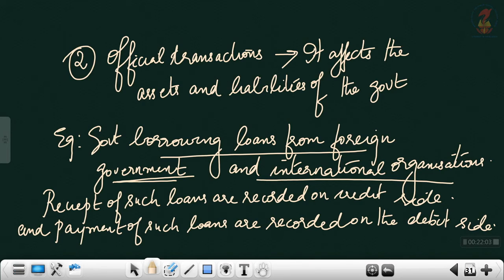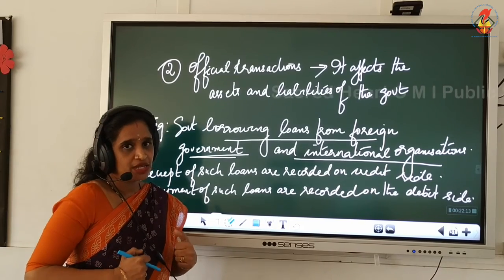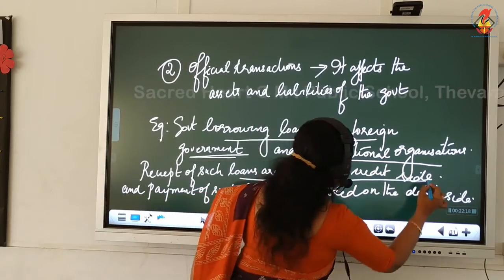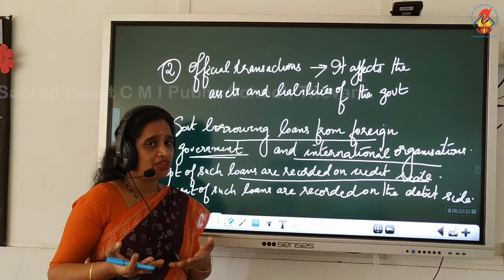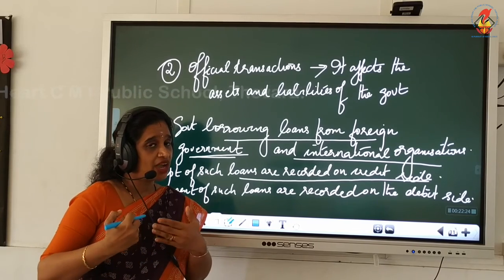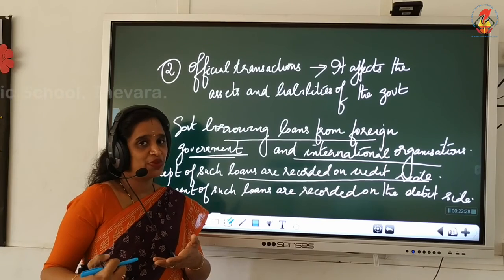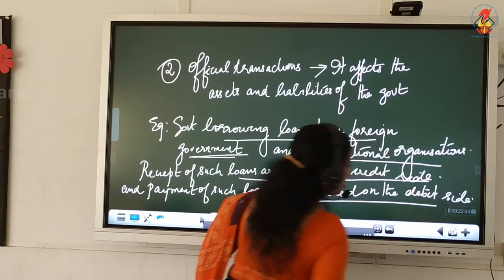When the government borrows, it is when it faces a deficit, isn't it? So when the government borrows these loans, it will be a receipt for the government. Government is receiving, so at that time, it will be a great help for the government. So it will be recorded on the credit side. Money is with us. But when we have to repay this with the rate of interest, that means we are losing something additional, then it will be recorded on the debit side.